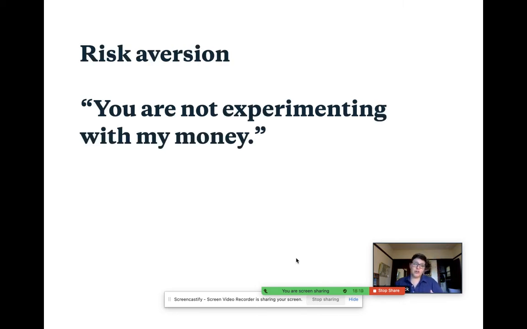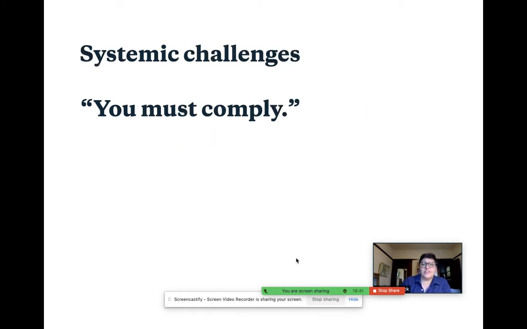Risk aversion. So being afraid of taking these bold steps and making these experimental choices when there's something to lose, right? In terms of maybe money, reputation, all of those pieces. So that can be a real barrier to innovation. And then systemic challenges. So being aware that as much as we may come to a solution that we believe in very strongly, there's also systemic constraints and compliance issues and all kinds of things that we also have to navigate.